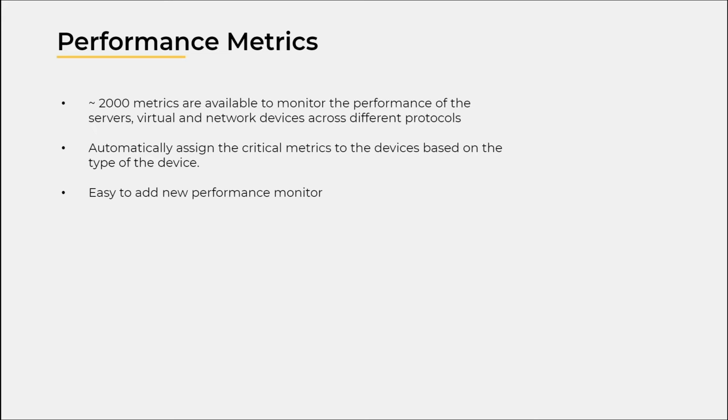Also, a new performance monitor is very easy to add right here in this product. In case you do not find a monitor for your vendor or for that particular model in the list of these 2000 metrics, you can very well add a new one. And you can associate it to multiple devices of the same type at once, in just one go. You can do that right here in the product itself.